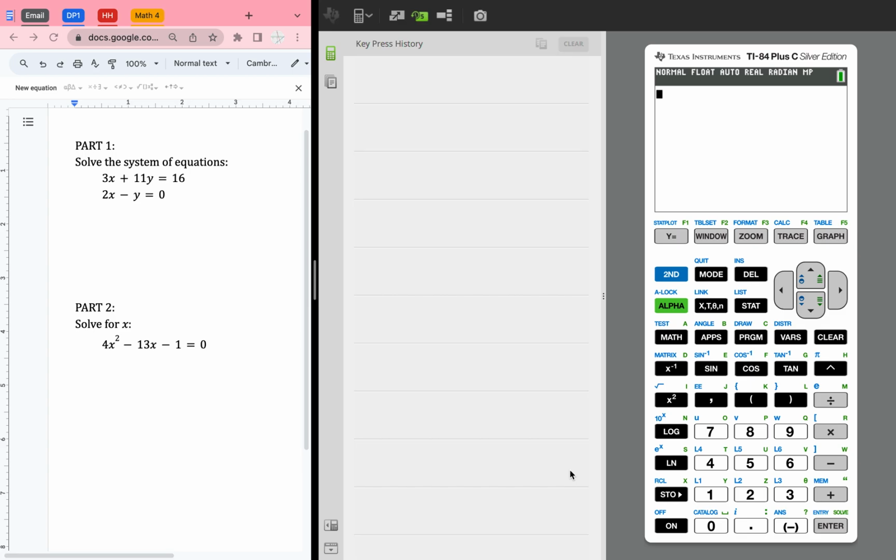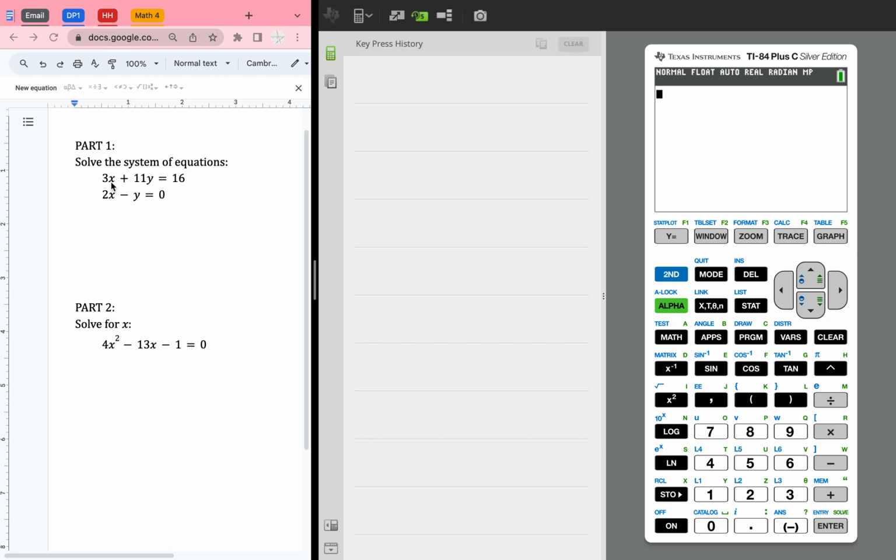This is a tutorial for how to use the TI-84 graphing calculator to solve systems of equations and to solve polynomials. I have one of each type of problem over here on the left side of the screen. So we'll start with the system of equations.